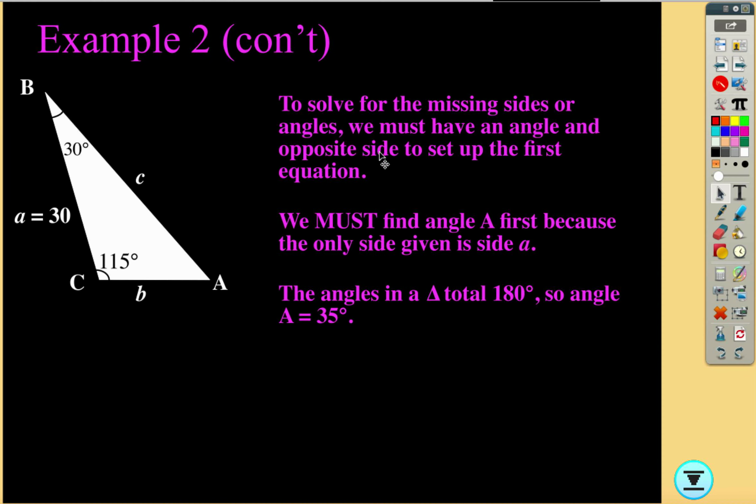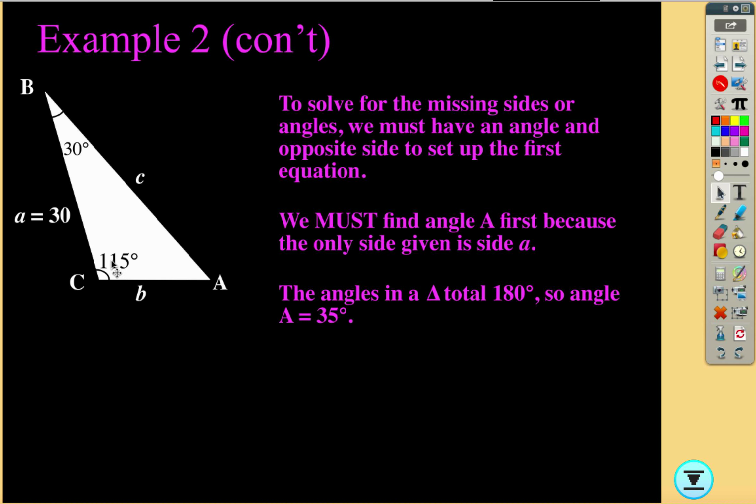To solve for the missing sides or angles, we must have an angle and the opposite side. I call that the anchor. We must find angle A first because the only side that's given is side a. So right now, I don't have an anchor. I don't have 30 degrees and then directly across from it a little b. I don't have 115 degrees and then across from it a little c. And I don't have angle A, even though directly across from it I have 30. So we've got to find angle A first.